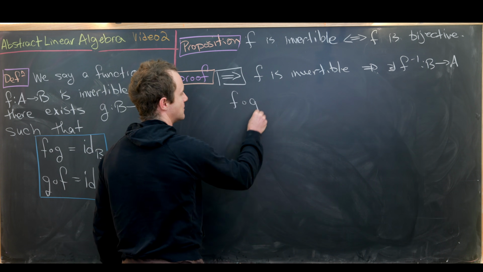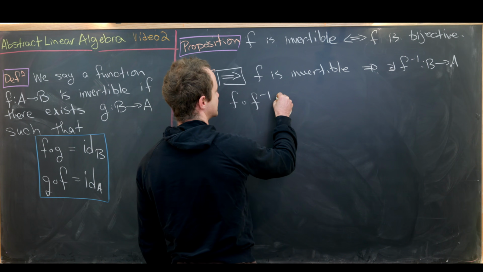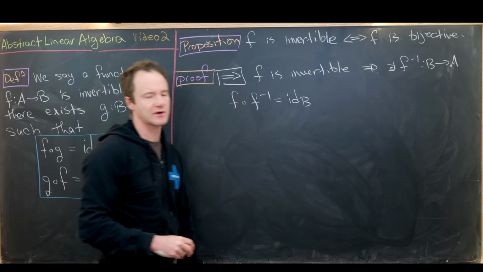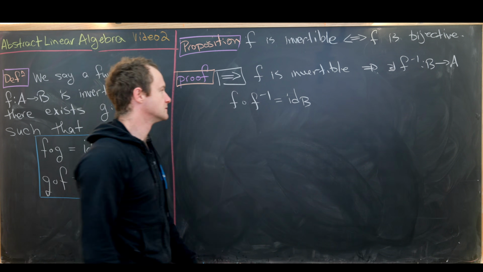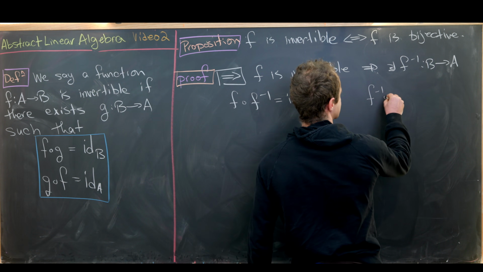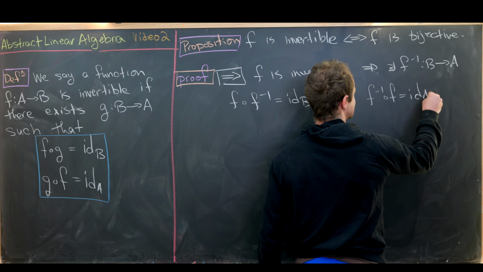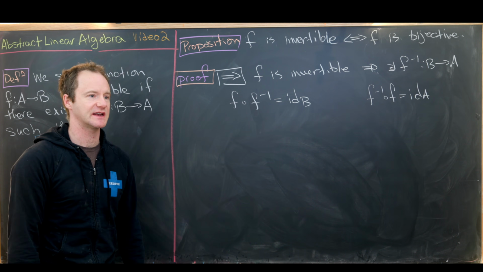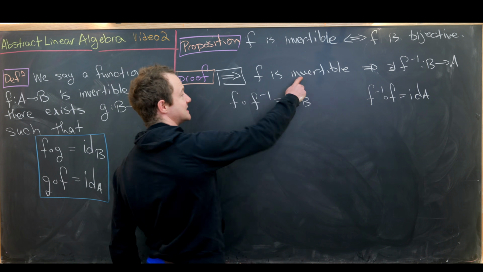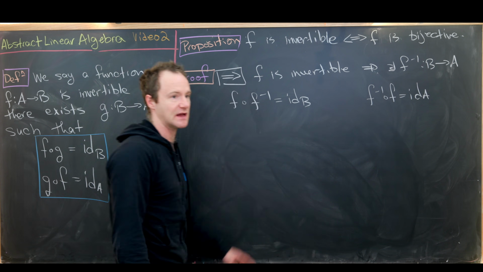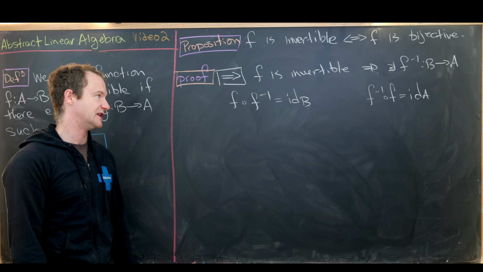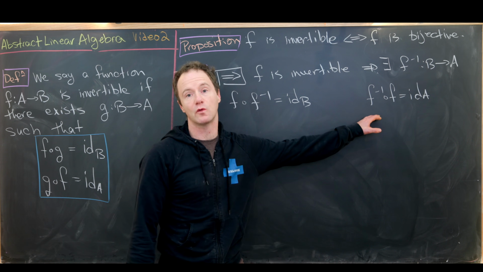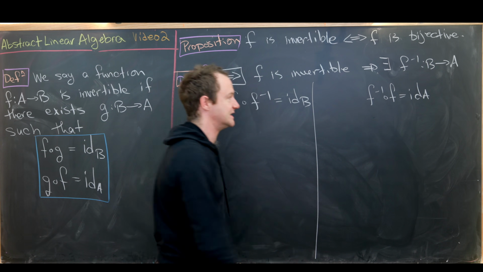So I'll write it as f composed with f inverse is equal to the identity on B. So I'm just writing these boxed equations over here, but instead of g, I'll write f inverse. And then likewise, we have f inverse composed with f is equal to the identity on A. And now bijectivity represents a function being injective and surjective. And in fact, this invertibility splits into two parts, and one of these will imply injectivity and the other one will imply surjectivity. Okay, so let's start with this one over here, which will imply that f is injective.